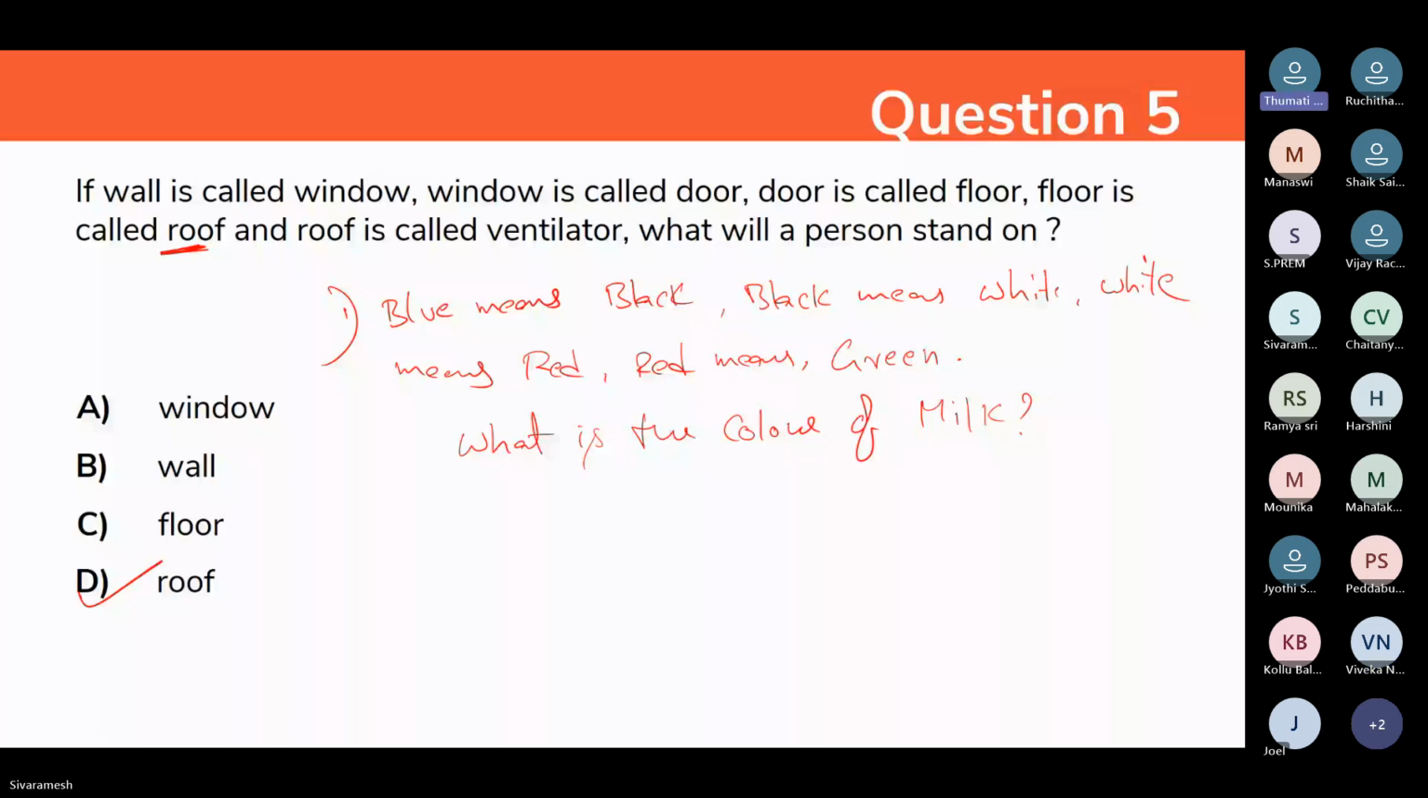Red, sir. Red. What is the color of milk? Black, sir. Okay, some are saying it is red, some are saying it is black. Okay, just think about it once, read it.